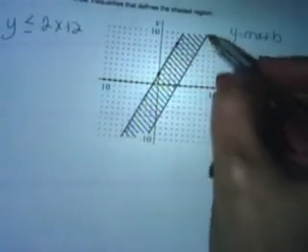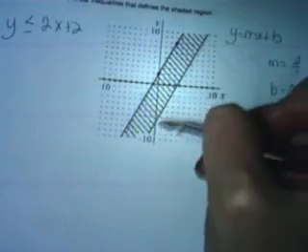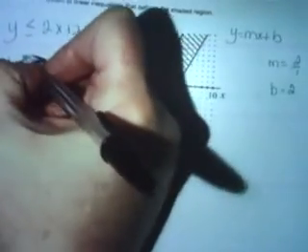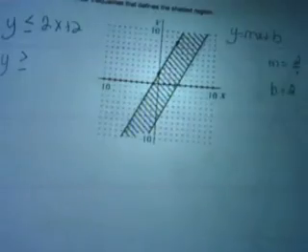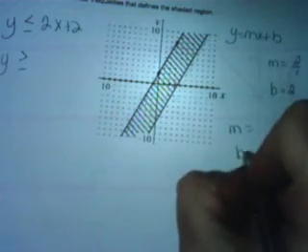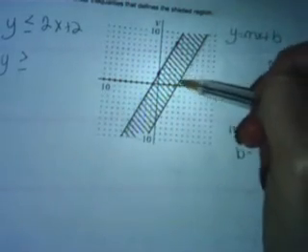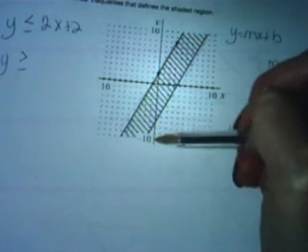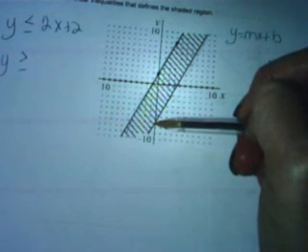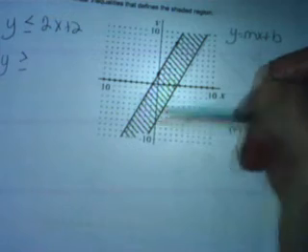2. Second line, is it solid or dashed? Solid. And it is shaded above. So you're going to have y is greater than or equal to. Again, we need to find slope and y-intercept. This one looks like it intersects the y-axis at negative 7. Negative 7? Sorry.